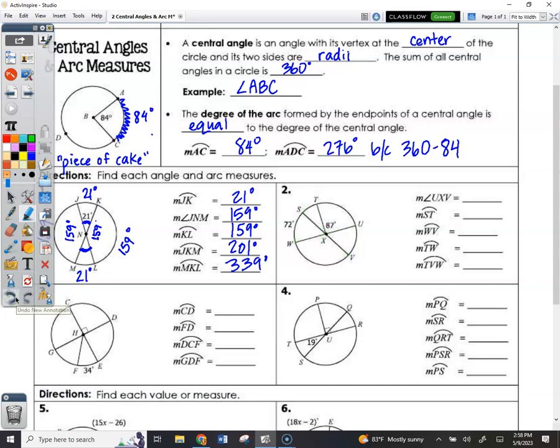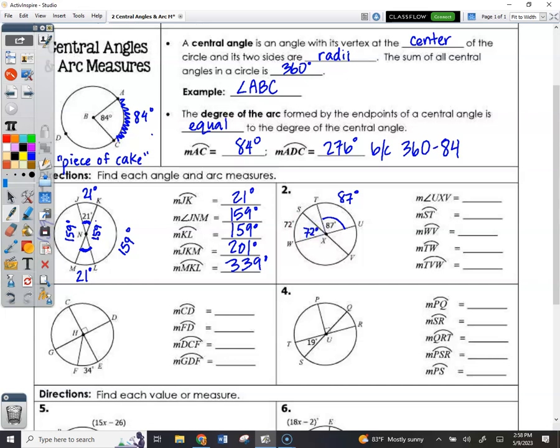Take a second, try that one. Always start with what you know. Always go to what you know. For instance, I know this is 87 right here, which means this is 87 here. I know this is 72, come inside, so this is 72.